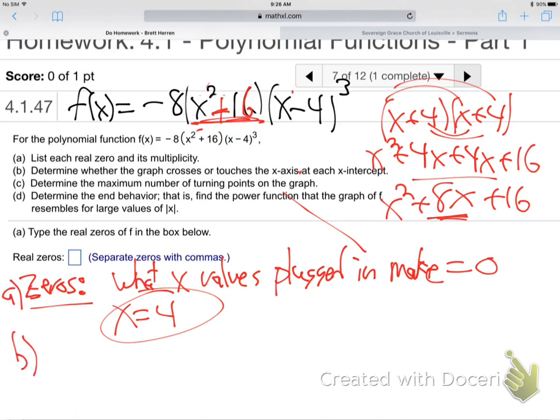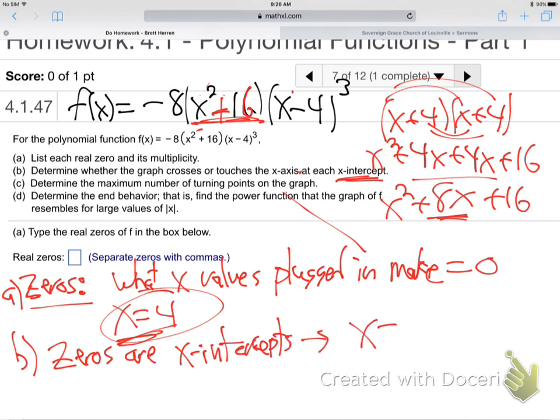So they're saying at each x-intercept. Well, what are my x-intercepts? Just this one. Zeros are x-intercepts. Those are synonyms, the same thing. Zeros and x-intercepts. There is no difference, two words for the same thing. So we're talking about x equals 4. That was our only zero, our only x-intercept.